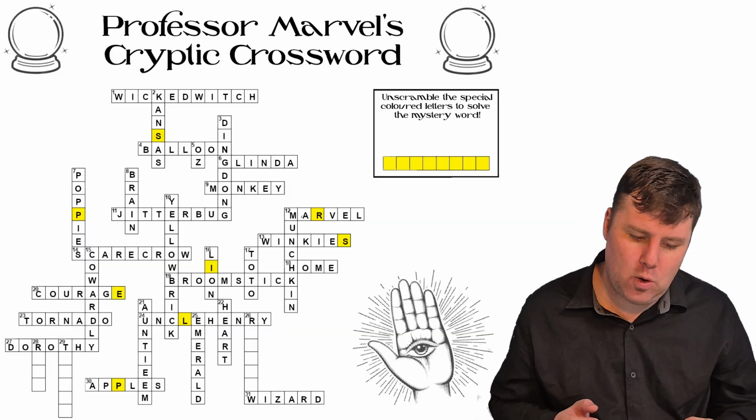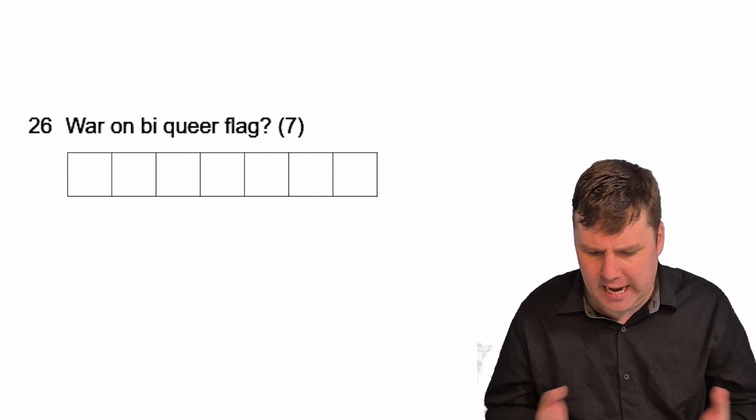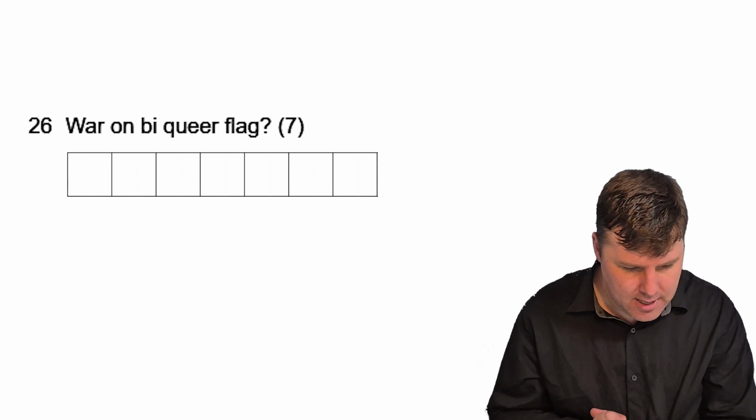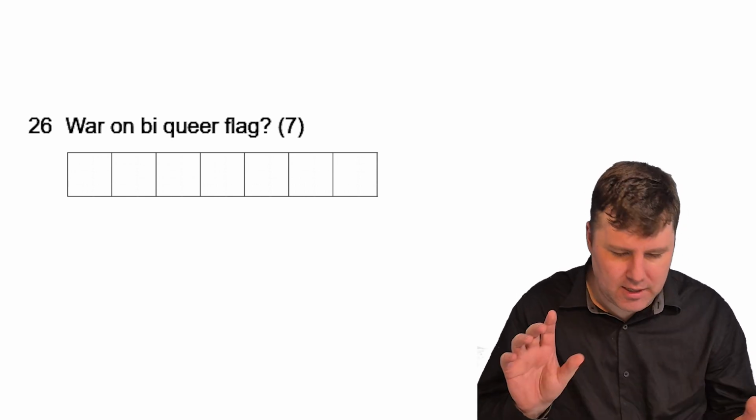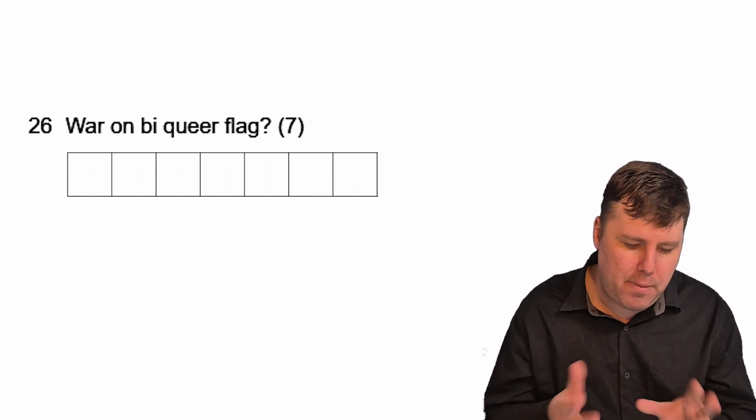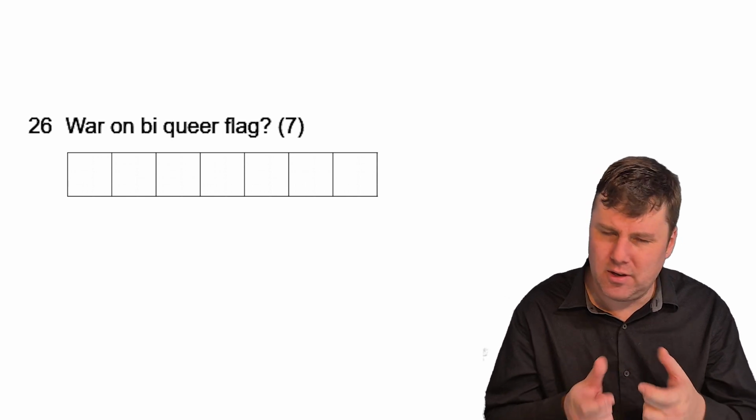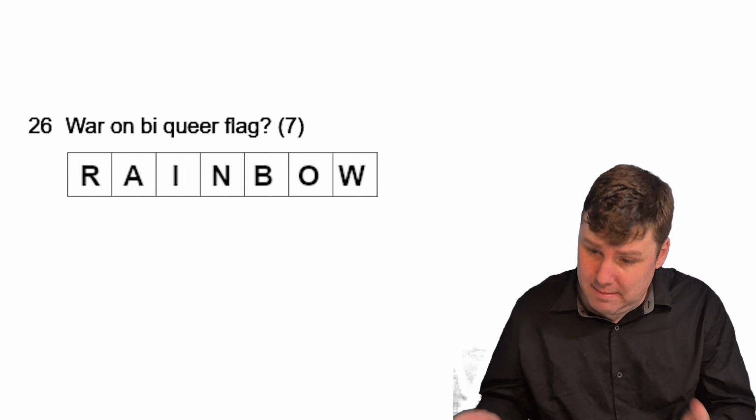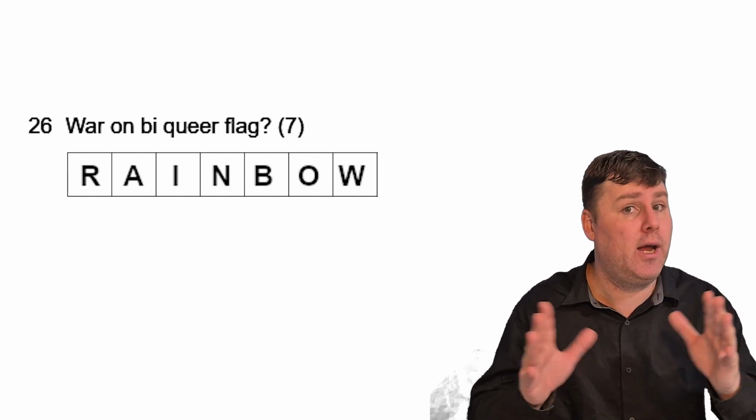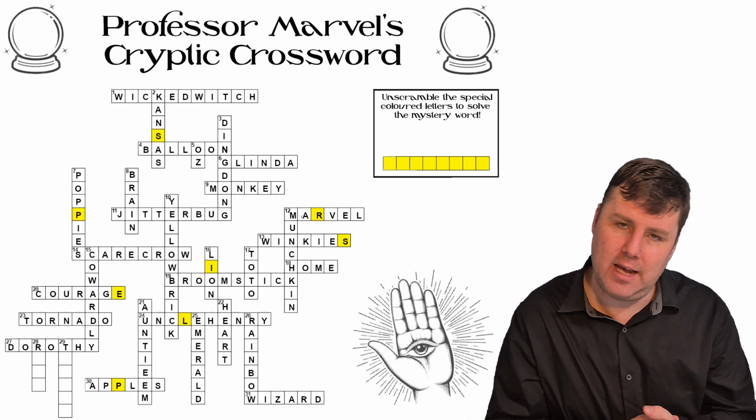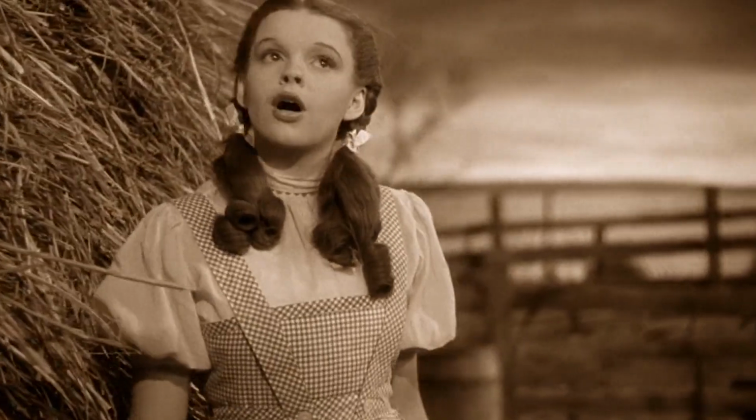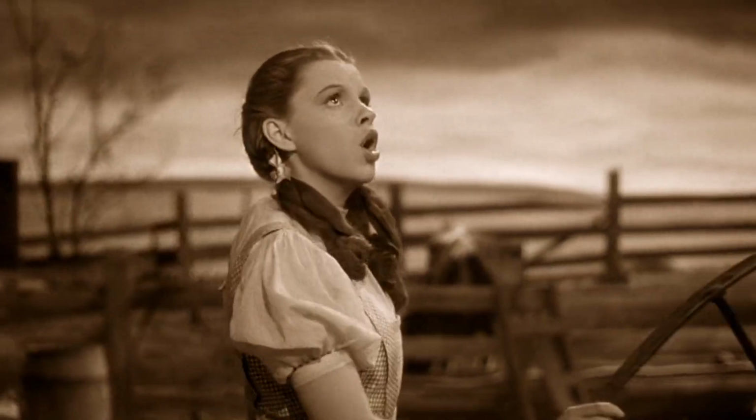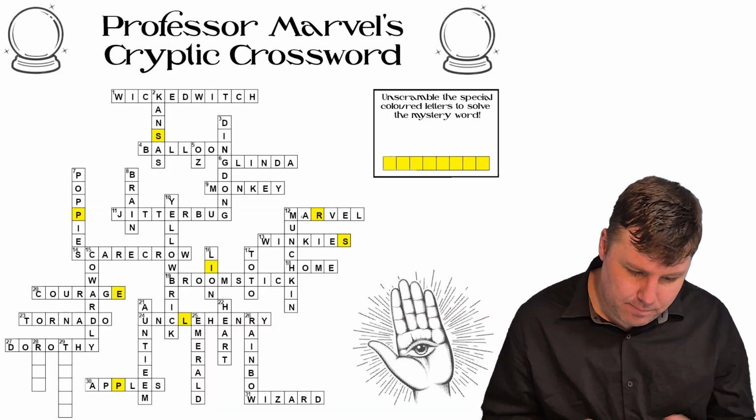26 down, war on bi-queer flag. 7 letters there, so I don't think it'll refer to Trump. Queer, meaning a bit askew. War on bi. If we put those letters askew, we get rainbow, and the queer flag is a rainbow. Wizard of Oz, somewhere over the rainbow is the answer for 26 down. Somewhere over the rainbow.